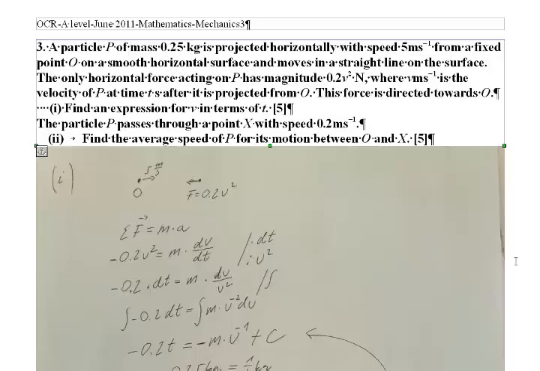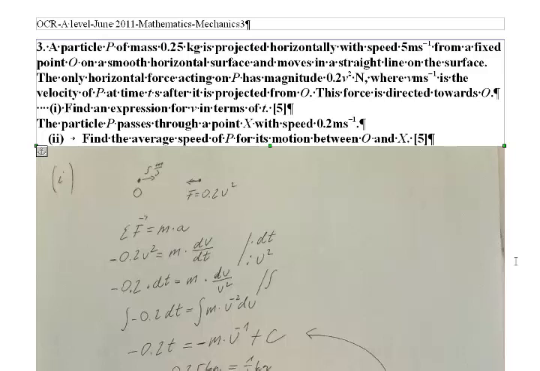A particle P of mass 0.25 kilograms is projected horizontally with speed 5 meters per second from a fixed point O on a smooth horizontal surface and moves in a straight line on the surface. The only horizontal force acting on P has magnitude 0.2 v squared newtons, where v meters per second is the velocity of P at time t seconds after it is projected from O.